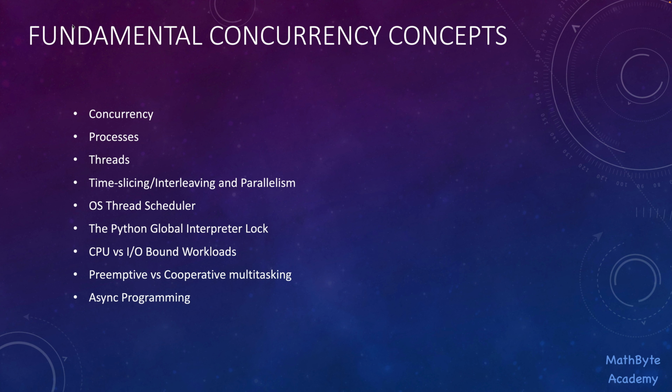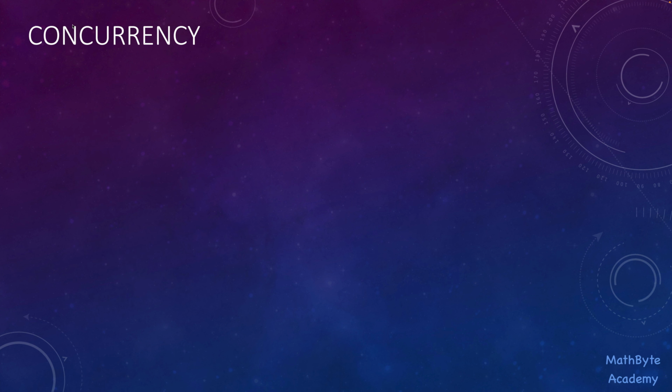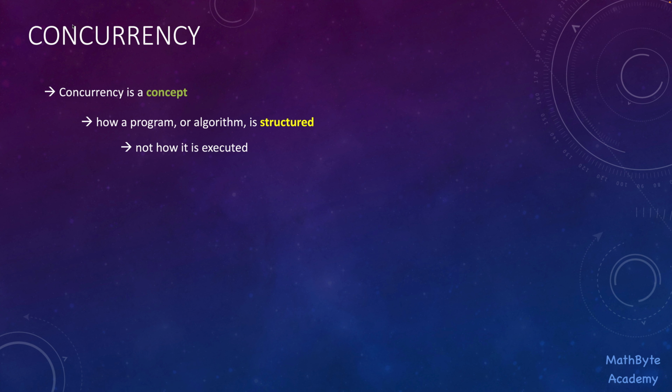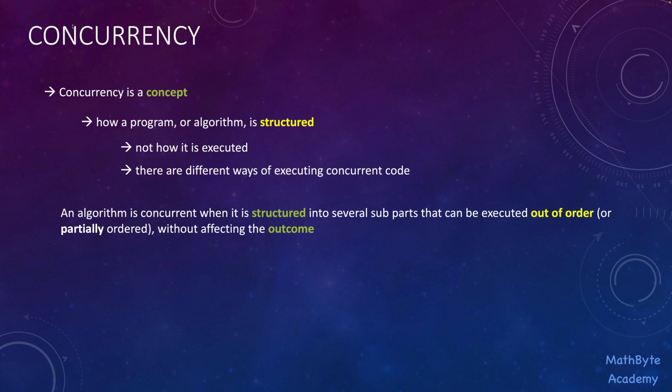So let's talk about concurrency first. Concurrency is a concept. So it is how a program or an algorithm is structured. It has nothing to do with how that program is being executed. And that's because there are different ways of executing concurrent code.